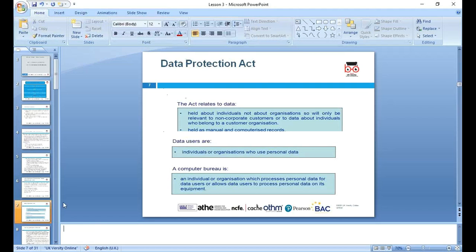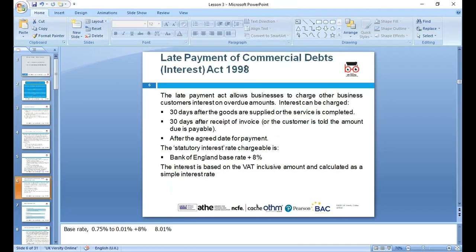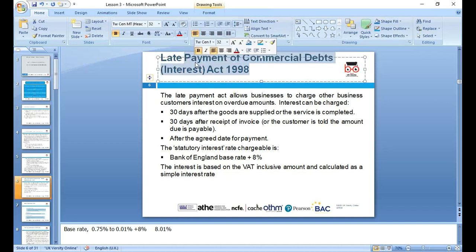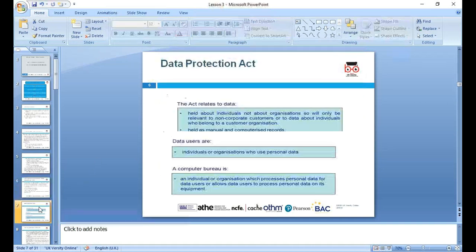Okay, if you have any questions. Okay, next now the Data Protection Act. Yes, late payment commercial debt interest is base rate plus 8%. We need to follow the legislation. By law, we can claim the money.